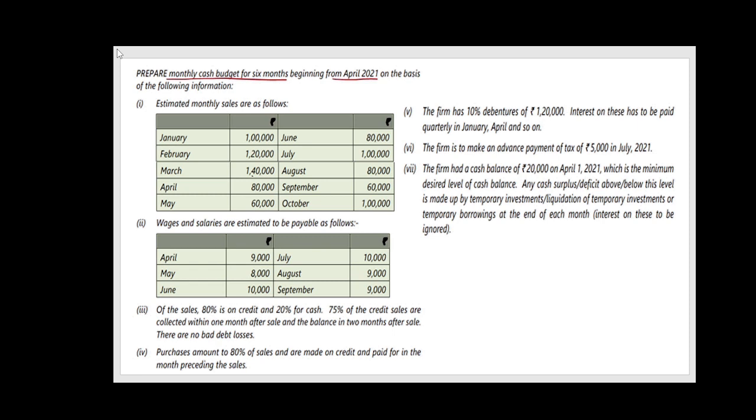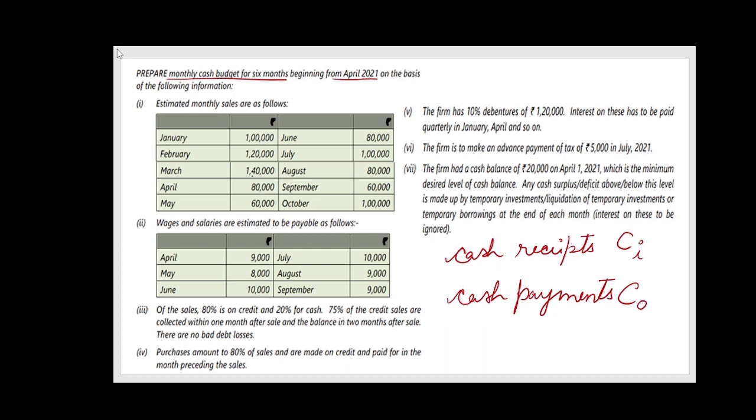Now, cash budget is mainly divided into two parts. So, you have cash receipts, where the business gets all its money from. So, cash inflows. And then we have cash payments. That is all the payments which the business has to make, which involves cash. So, when it is cash payments, cash goes out of the business. When we talk in terms of cash receipts, we are looking into cash inflows. And when we are looking into cash payments, we are looking into cash outflow.